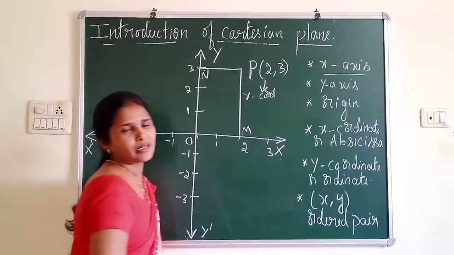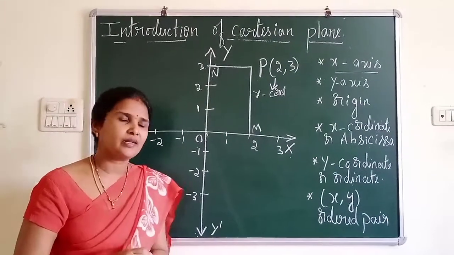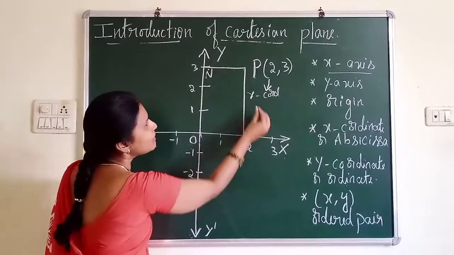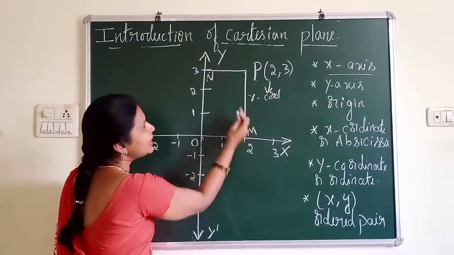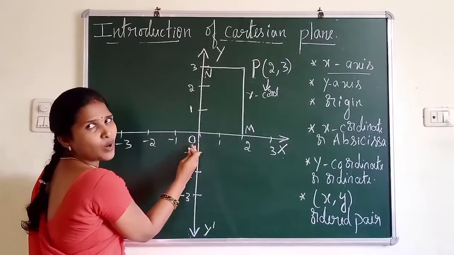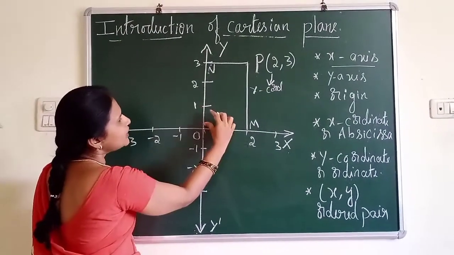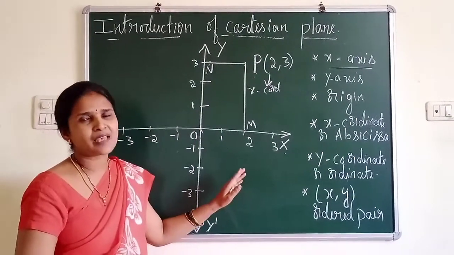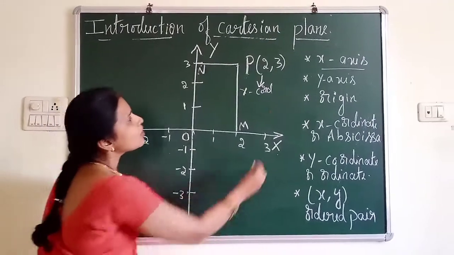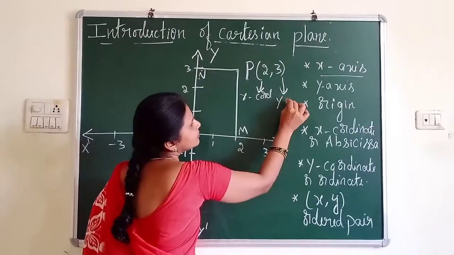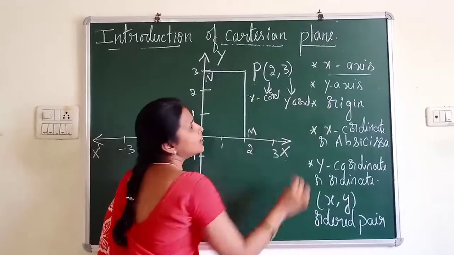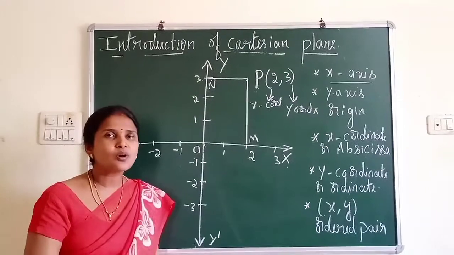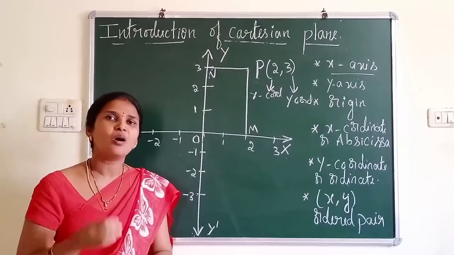Similarly, what is the y coordinate? Y coordinate is also called the ordinate. It is the distance of a point P from the x-axis, nothing but the height here, PM. PM is parallel to YO, that is NO. So how many units? 1, 2, 3. So 3 units. The distance of a point P from the x-axis is 3 units, and that is called the y coordinate, or ordinate.